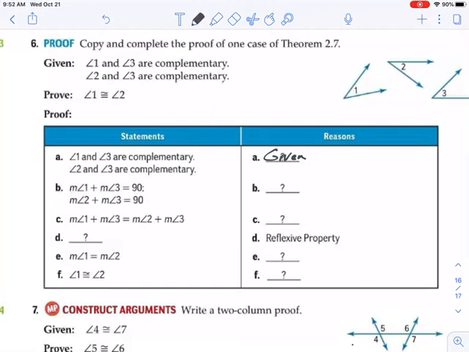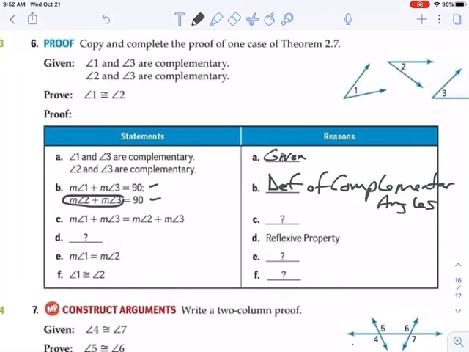Good. Then it goes down here to that they add up to 90 degrees. What tells us that? Well, that's what complementary angles do. They add up to 90 degrees. That's the definition of complementary angles. Okay, letter C. Angle 1 and 3. All they did here was take this right here and put it right here.